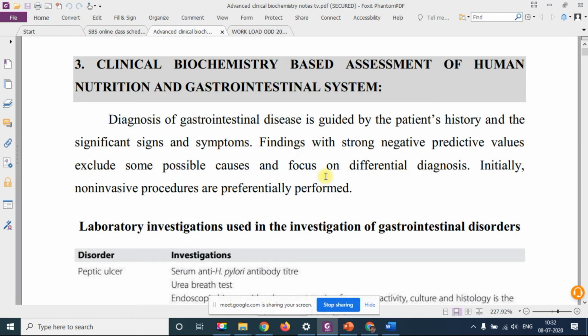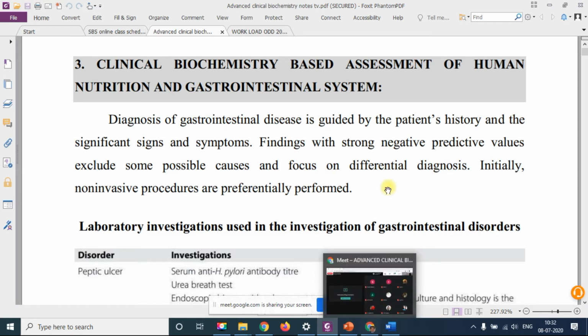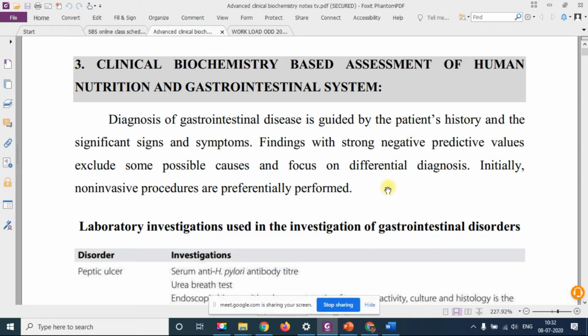Can you see this window, students? This PDF file. Some of you can unmute your mic because I cannot see the chat box. Yes sir, clinical chemistry. Okay, right. Thank you.